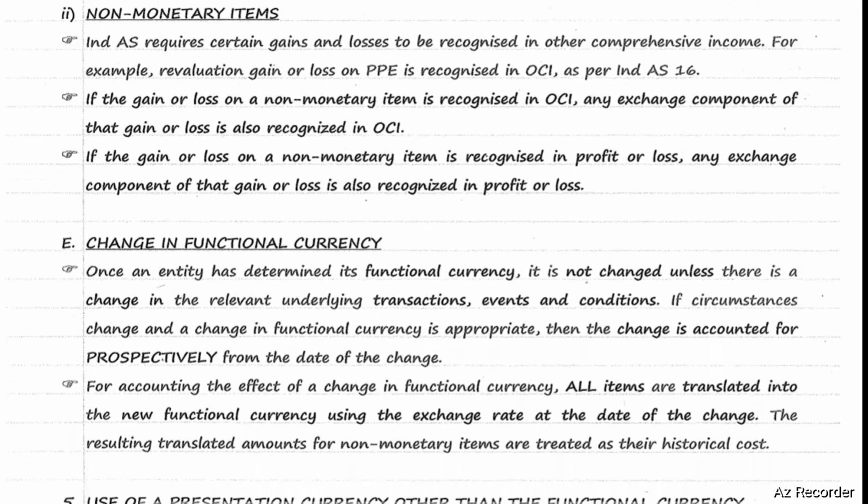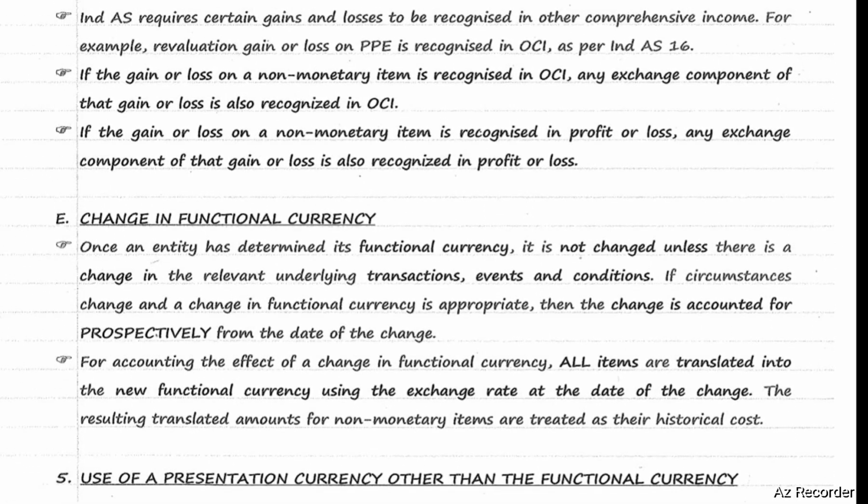Change in functional currency. Once an entity has determined its functional currency, it is not changed unless there is a change in the relevant underlying transactions, events, and conditions. If circumstances change and a change in functional currency is appropriate, then the change is accounted for prospectively from the date of the change. For accounting the effect of a change in functional currency, all items are translated into the new functional currency using the exchange rate at the date of the change. The resulting translated amounts for non-monetary items are treated as their historical cost.